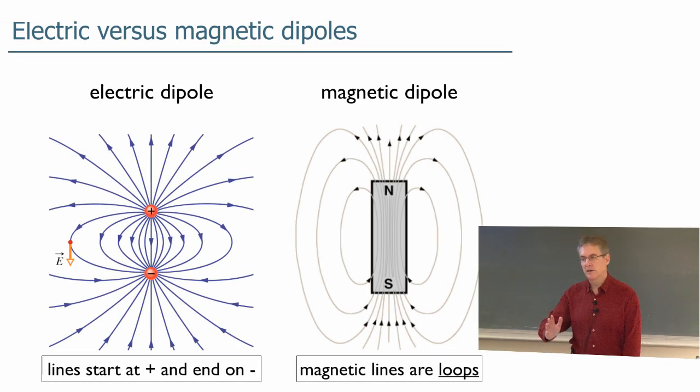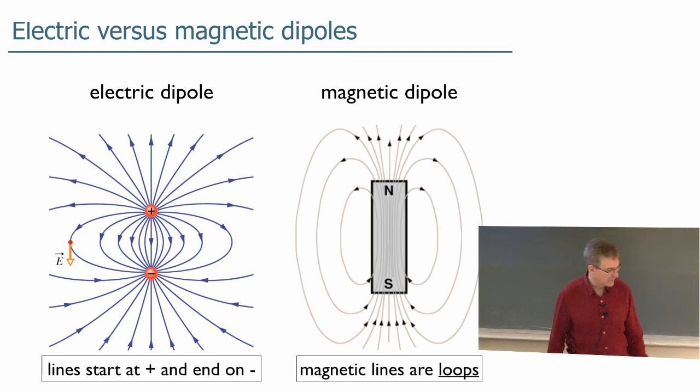Okay, so at this point is where we go from electric to magnetic fields, and we'll mostly be talking about magnetic fields from this point onward. And the first thing that I wanted to point out is the great similarity between electric dipoles and magnetic dipoles.